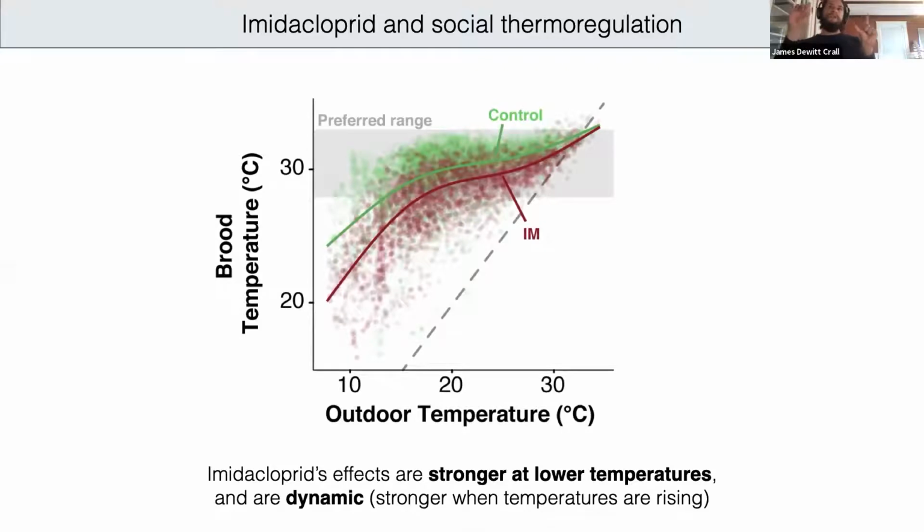And importantly, we see it happening much stronger in certain conditions. If you looked at just thermoregulation around, say, 30 degrees Celsius air temperature, you wouldn't see much of an effect of this treatment. But as temperatures start getting colder, that effect becomes more apparent. So it's stronger in colder temperatures. And also, it's dynamic. I'm not showing you this here, but it looks like the particularly strong effects are on the ability of a colony to recover from cold temperatures. So when temperatures are rising, that's when we see the strongest effects.